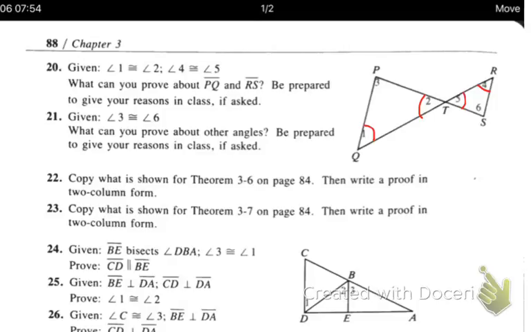And then we could say other stuff. We can say 3 is congruent to 6. We could say 1 plus 3 equals 180. But the big thing is that you could see that these two, 1 and 4, were congruent, so they're parallel. Okay. That was the big guy in that one. Other questions?